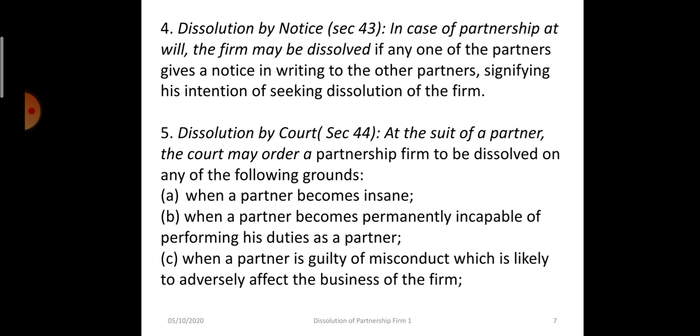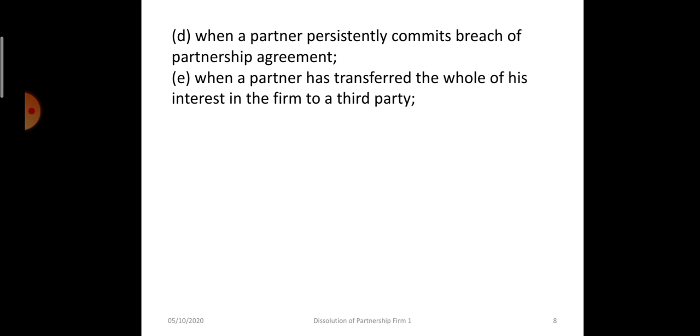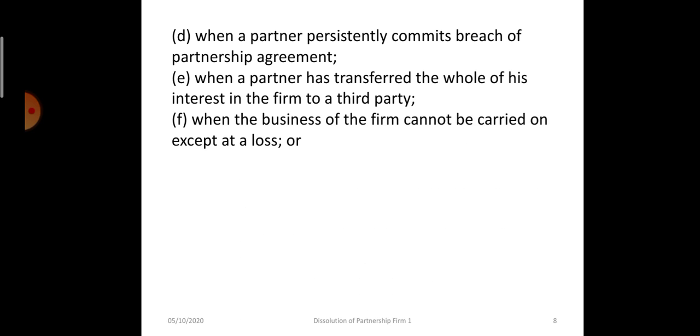When the partner is guilty of misconduct, that means he is taking certain actions which are not good for the firm's existence or business. Then whatever agreement is there, one or a few partners are not following those contracts. Or the partner, without the knowledge of others, has sold his interest in the firm to someone else. Without the consent of partners, no one can sell his interest in the firm, the remaining partners should agree.